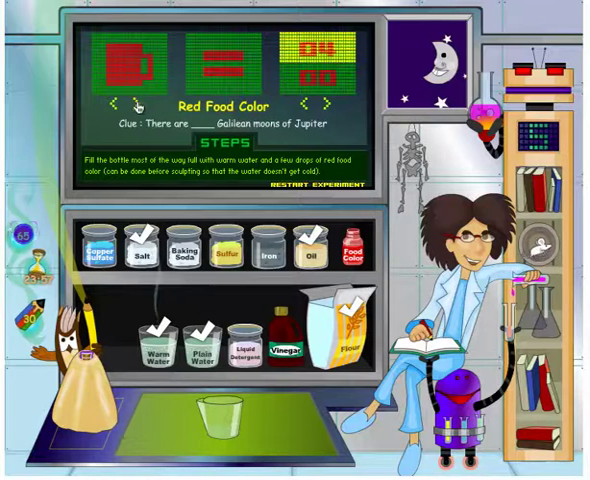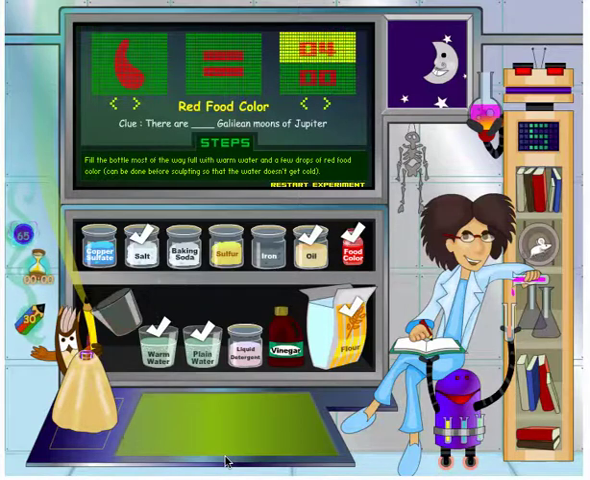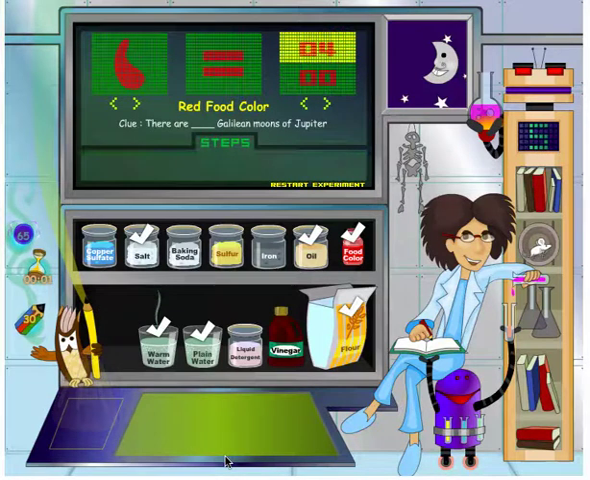So I need my dropper, which is this one, red food color. So let's drop 4 drops of food color. Step 3 is done, so I click here. I'm going to pour that into the bottle. Couple more steps.